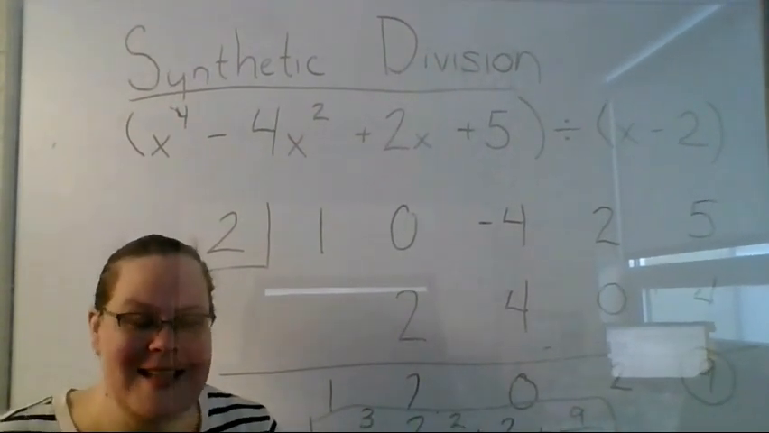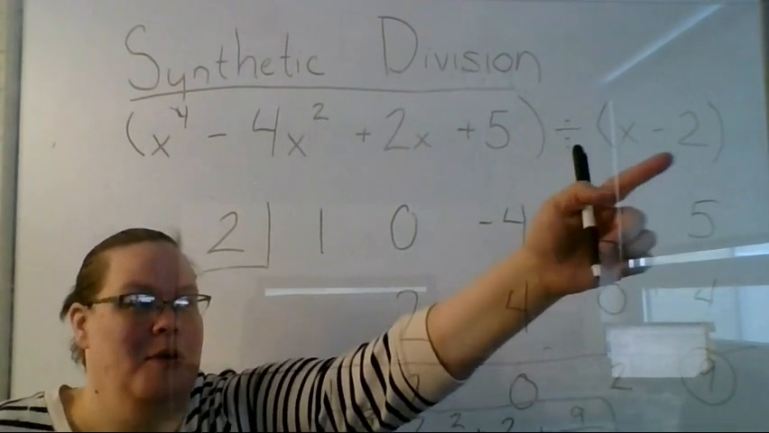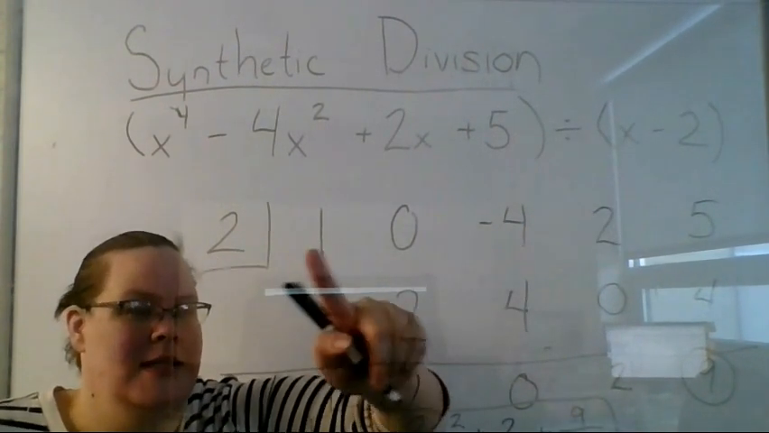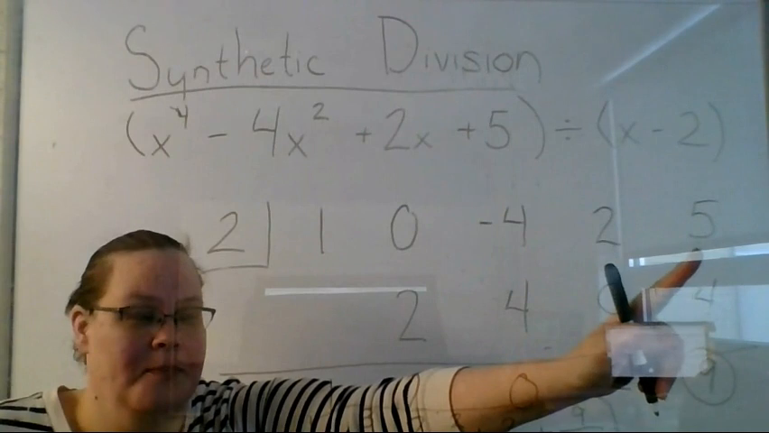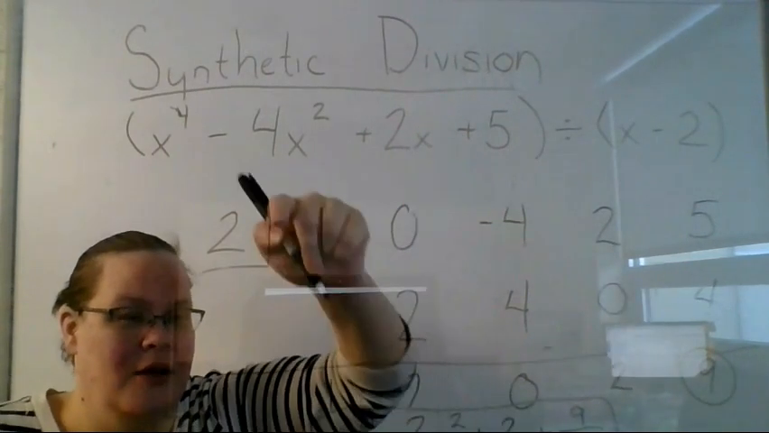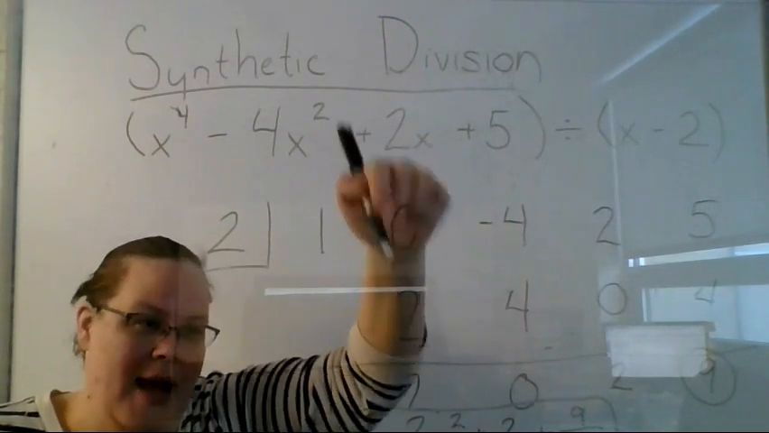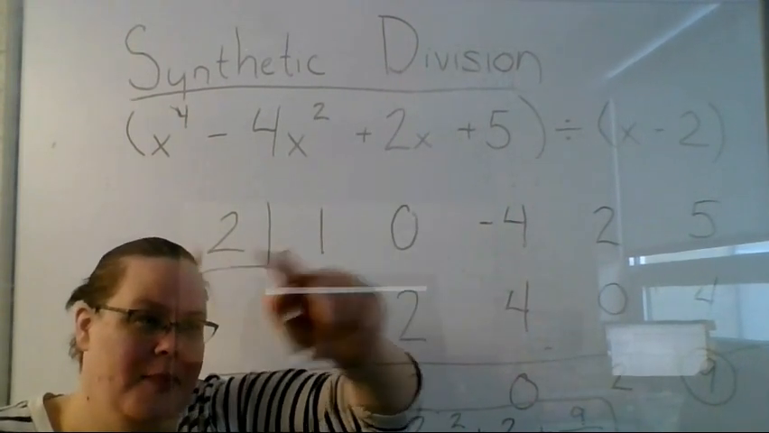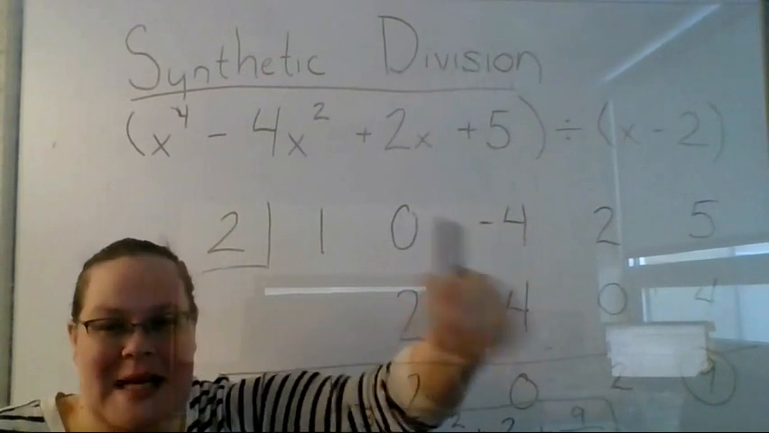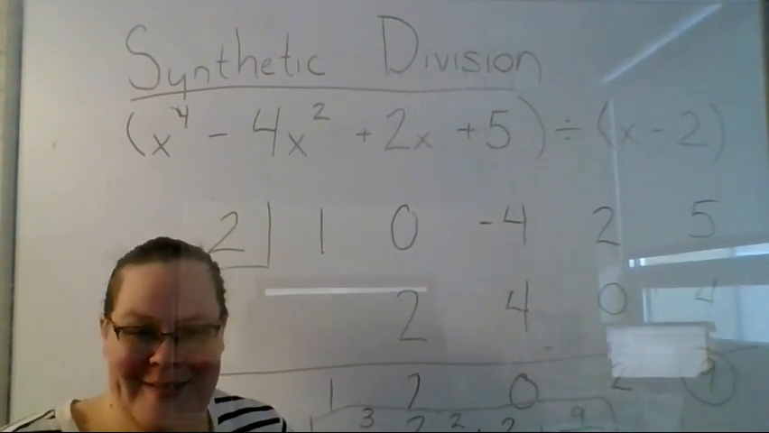Okay, so that is synthetic division. Remember, write this in the corner, set up your coefficients, and then you're bringing it down, multiplying, add straight down, multiply it by the 2, add straight down, and kind of keep going in that pattern.